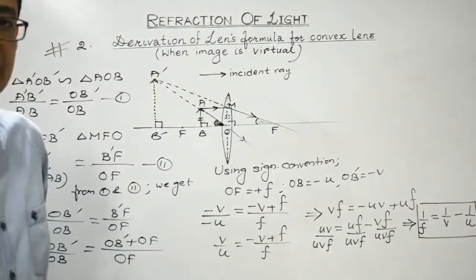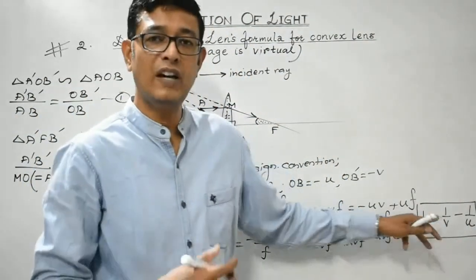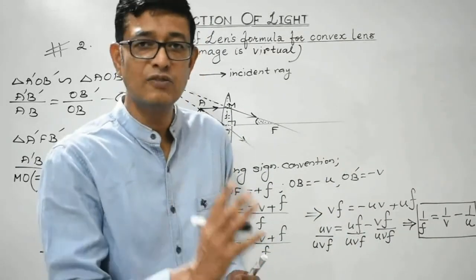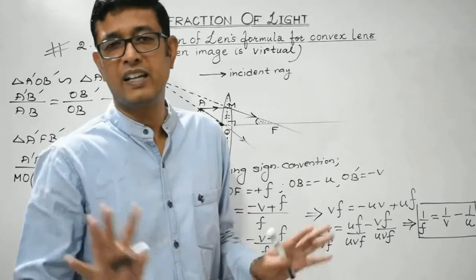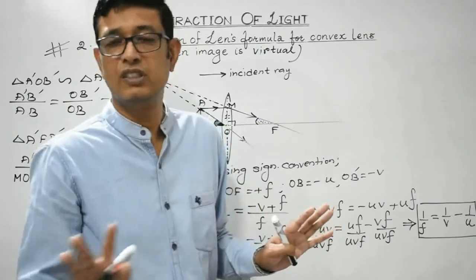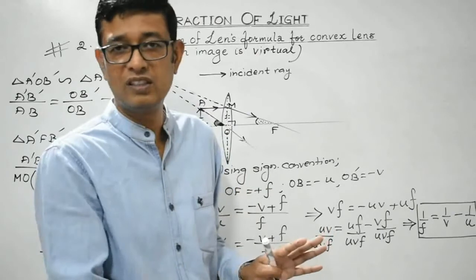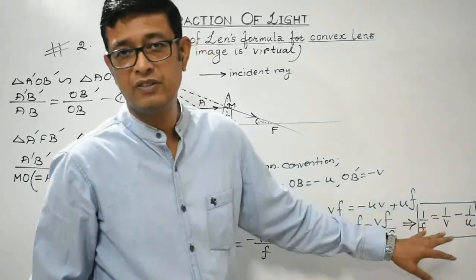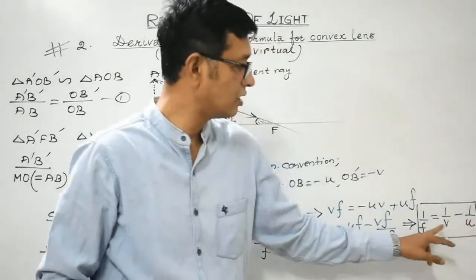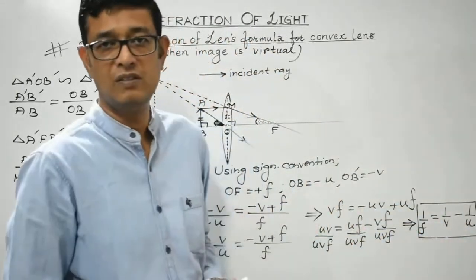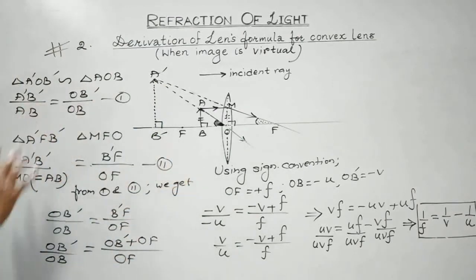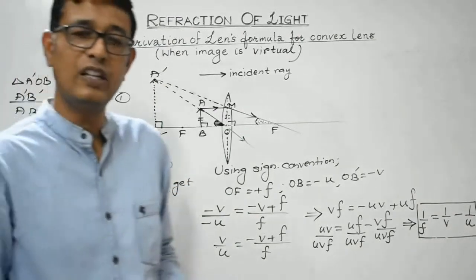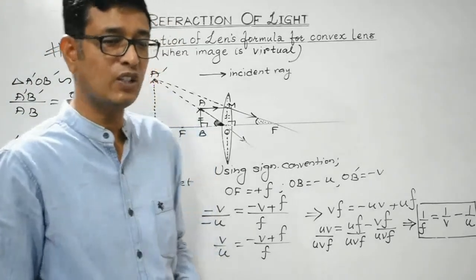And as I have stated, this formula is valid whether the image is real or virtual. It is of no consequence whether the image is real or virtual. In both scenarios, this relationship between object distance, image distance and focal length, U, V and F, will remain applicable, right? So that's the lens formula for you in case of virtual image. Now let's try to verify the expression for the linear magnification as well.